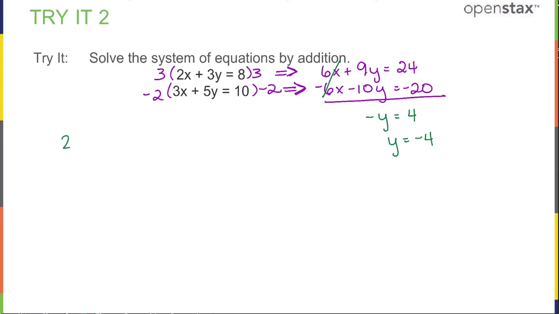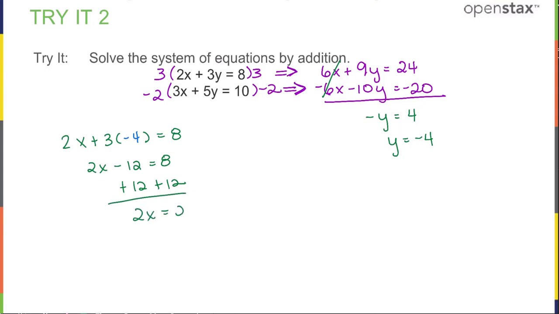Now we'll take one of the original equations. I'll just take the top equation. 2x plus 3y equals 8. And y we're saying is really negative 4. So 2x minus 12 equals 8. So we'll add 12 to both sides, and we'll get 2x equals 20. If we divide by 2, we get x equals 10. So it looks like the answer is 10 and negative 4, but we want to check both equations to make sure.